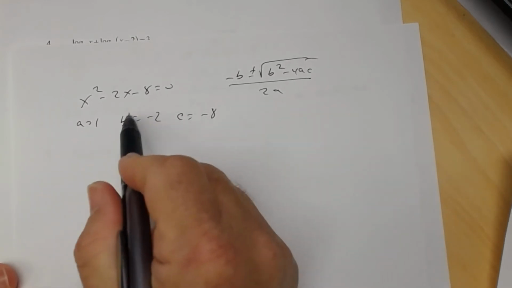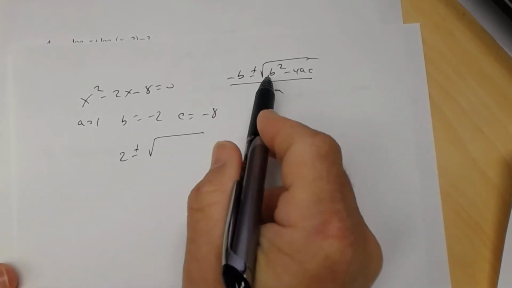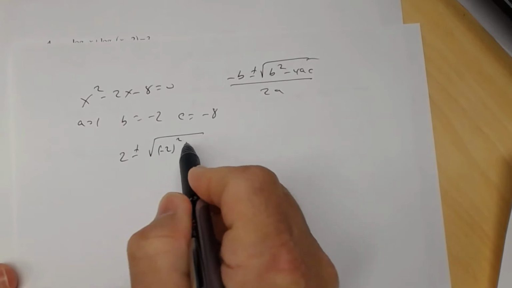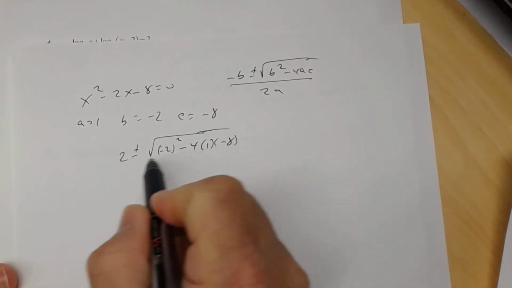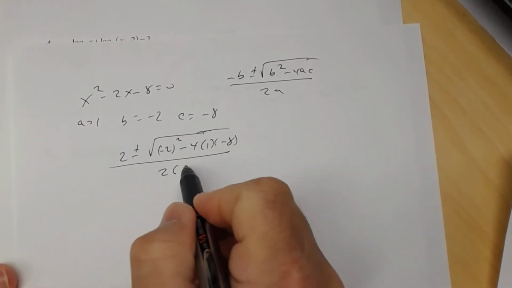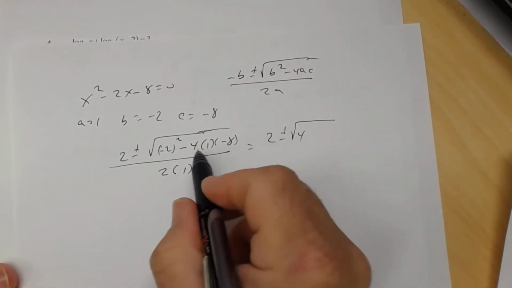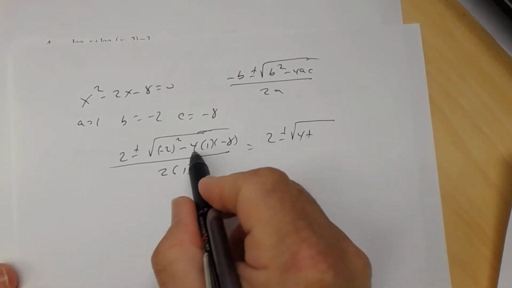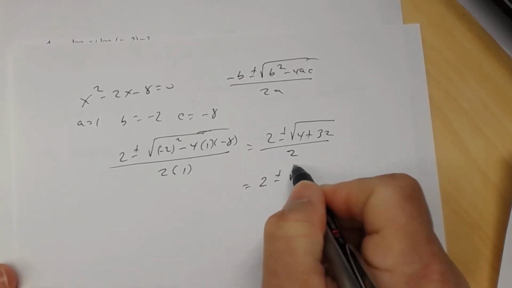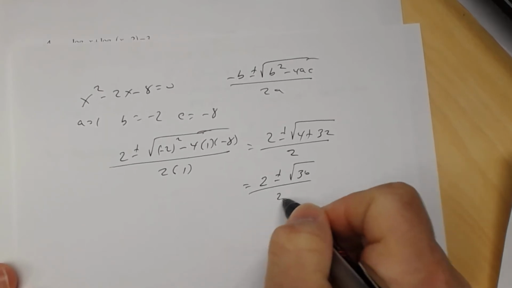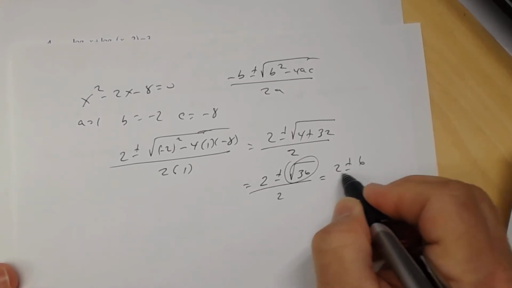So this says the opposite of b. Well, b is negative 2. The opposite of negative 2 is 2. Plus or minus the square root of b, which is negative 2. I've got to square that though. Minus 4 times a. a is 1. Times c, which is negative 8. All of that is being divided by 2 times a, and a is 1. So you get 2 plus or minus the square root of negative 2 times itself is 4. A negative times a positive times a negative is a positive. 4 times 1 times 8 is 32. All over 2. So you get 2 plus or minus the square root of 36, since 4 plus 32 is 36, over 2. 36 is a perfect square, so the square root of 36 is 6. So I get 2 plus or minus 6 over 2.